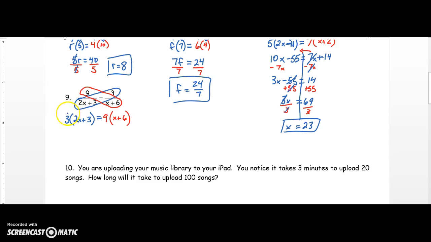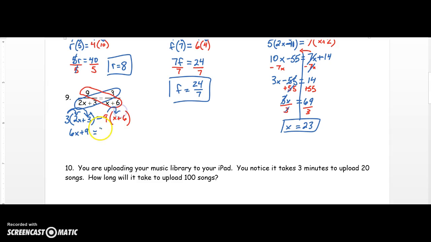So we have first 3 times 2x is 6x. You have 3 times 3. Remember, it is not just plus 3. You have to multiply this 3 to the positive 3 as well. So 3 times 3 is positive 9, so plus 9. Let's distribute on the other side now.